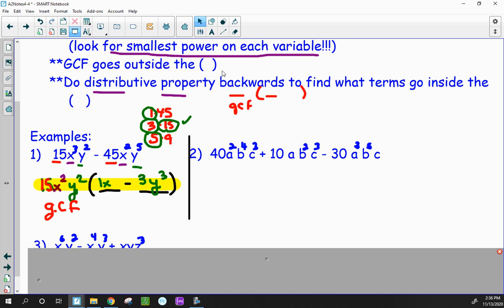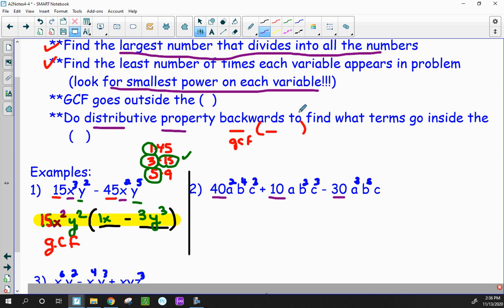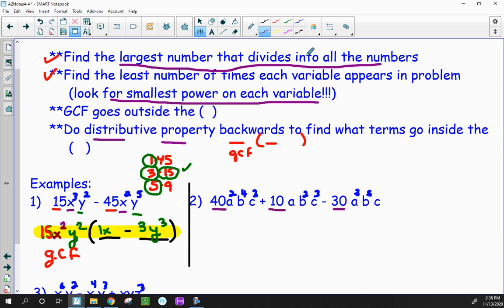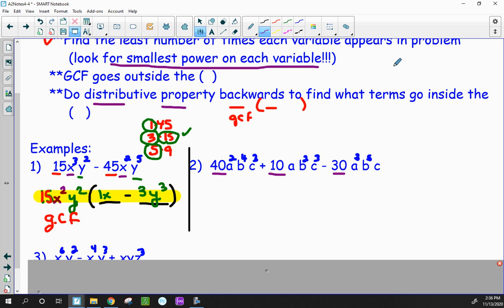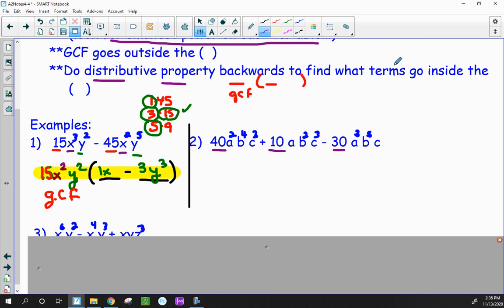Okay, let's take a look at number 2. Let's start with the numbers first. We're looking at 40, 10, and 30. Again, we're looking for the largest number that divides into all the numbers. The biggest number that will divide into 10, 30, and 40 at the same time is 10.